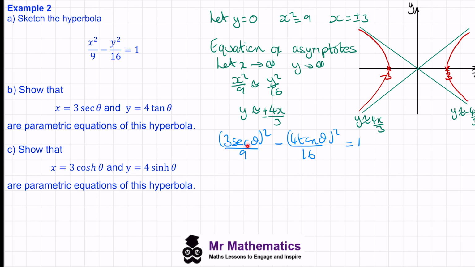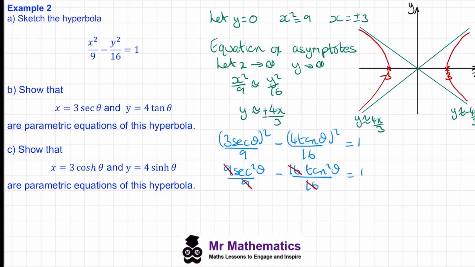When we square this x, 3 sec theta, we get 9 sec squared theta over 9. And when we square the 4 tan theta, we get 16 tan squared theta over 16. Again, equals 1. We can see that this 9 will cancel with this one, and the 16s will also cancel.